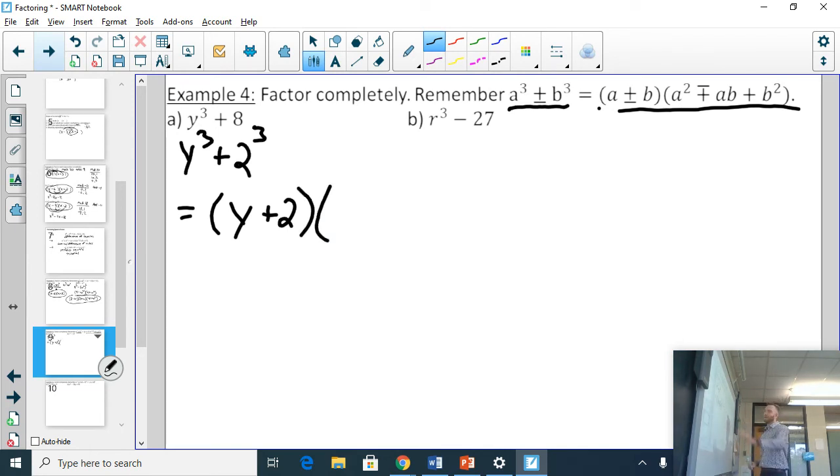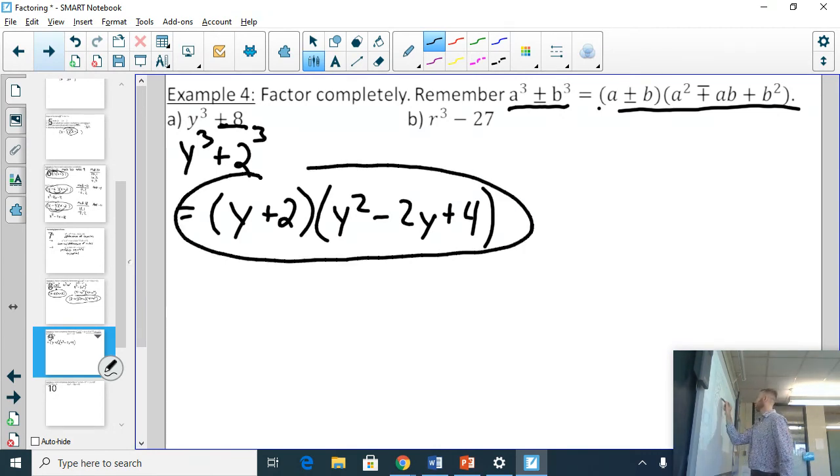And then we have a squared. Well, a is y, so we're going to do y squared. And then minus or plus. Since these are flipped, now we're going to do the opposite sign. Since we had plus in our original equation here, now I'm going to do minus. And then a times b is going to be 2 times y, so minus 2y. And then this ending one is always plus, and that will get us b squared, which is 2 squared, which is 4. And if you were to multiply all that back out, you would see that that is the answer.